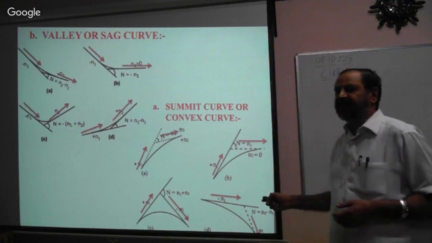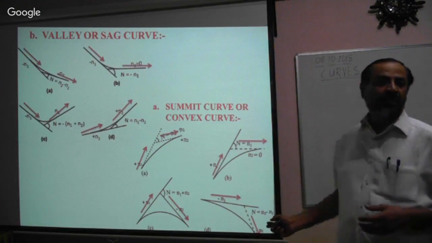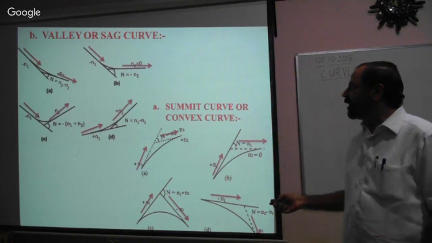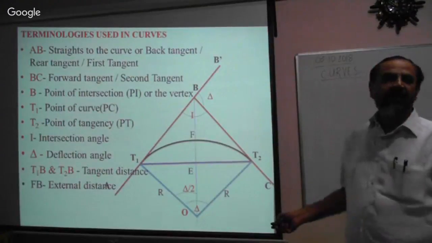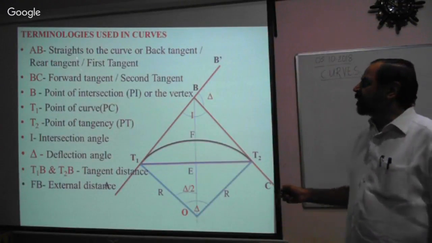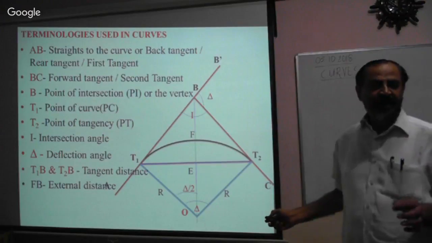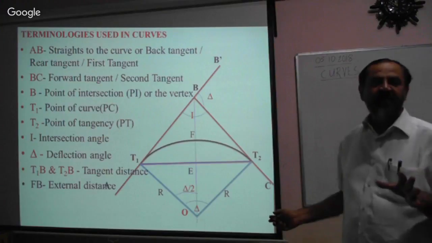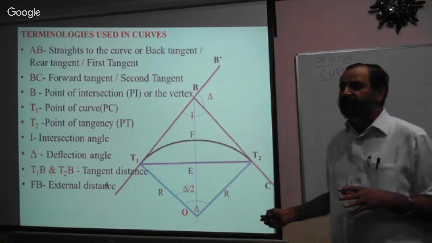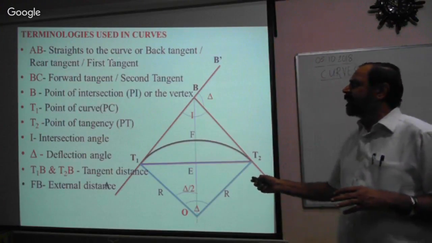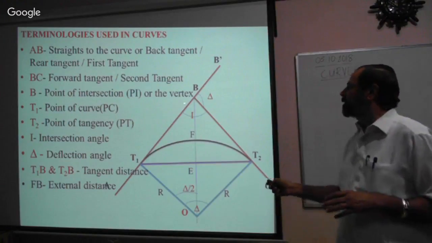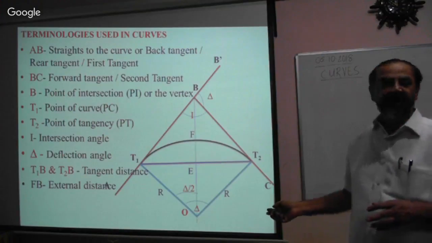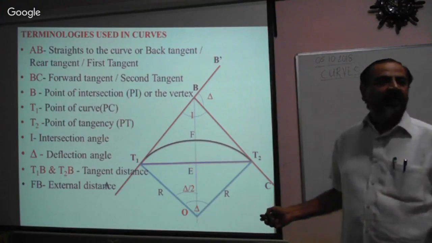You have to decide which is the best curve to be employed for different construction of roads. And similarly, now we have elaborately discussed this. Now, these are the terms used in curve survey. These are the fundamental terms one should know about. These are the standard abbreviations used in laying the curve, in understanding the curve, isn't it? If you know this, we can very easily handle the curve.